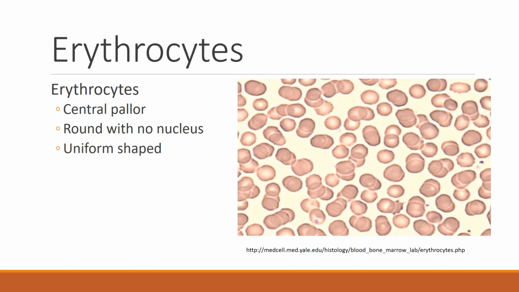Now, the majority of RBCs in a normal patient will have a uniform shape, and you will also notice a lot of them will also have a very consistent central pallor. And this is from that biconcave shape that a lot of RBCs have.